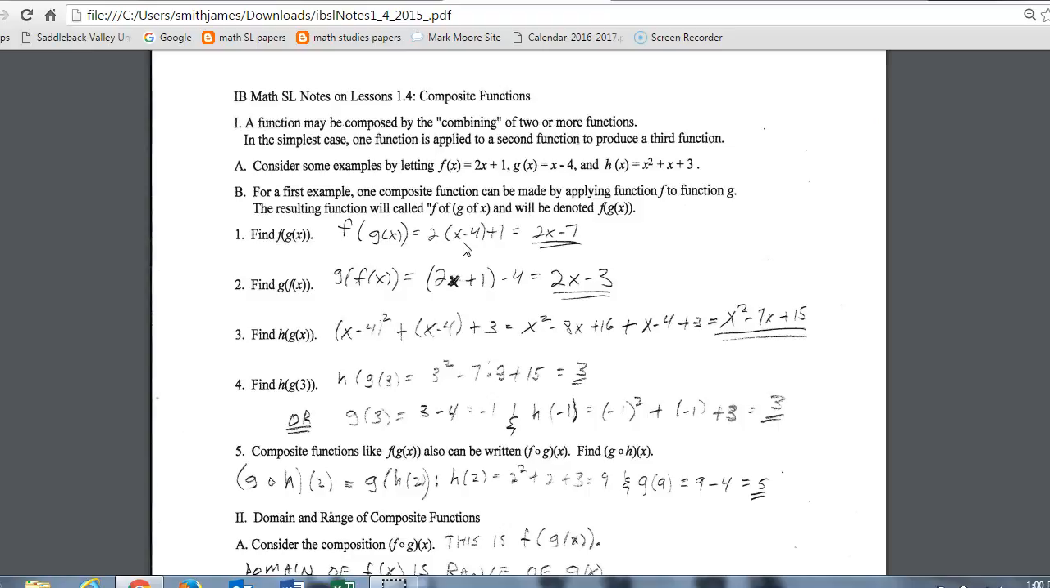And you always simplify these as much as you can. Remember, this is just an expression, so there's nothing to solve, but you still always want to simplify as much as possible. Here's just another example.